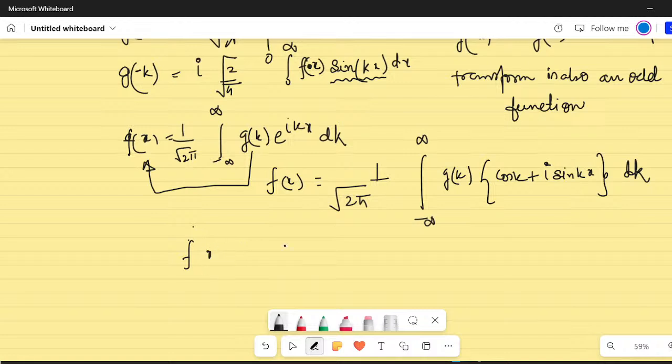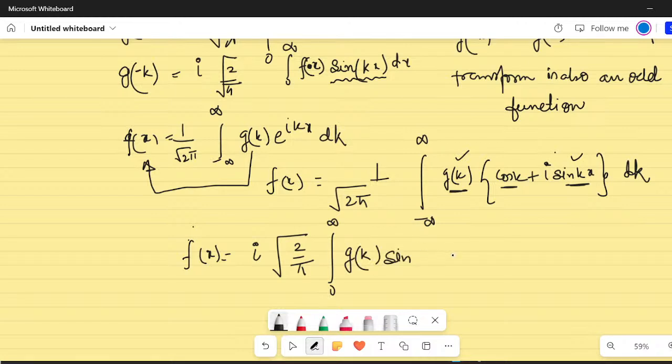and I know that only one of the terms would be surviving. See, because again I know that g of k is an odd function. So g of k is an odd function, cos kx is an even function, g of k is odd, sine kx is an odd function. So basically only this term will survive. So I'll write f of x is equal to iota root over 2 upon pi, and then you have 0 to infinity, and then g of k, and then sine kx dk. Okay, I hope it is clear.